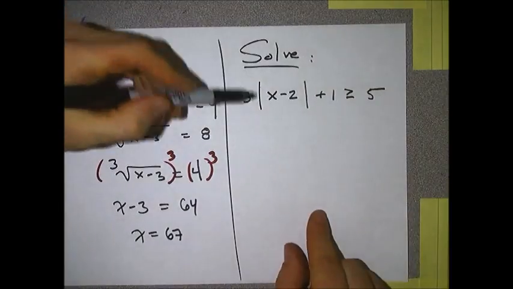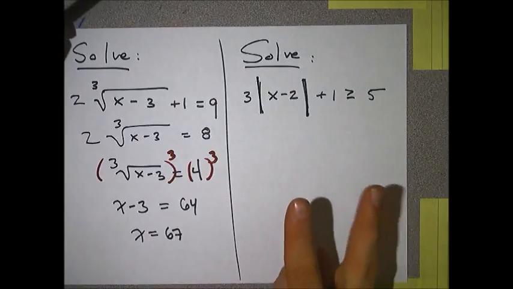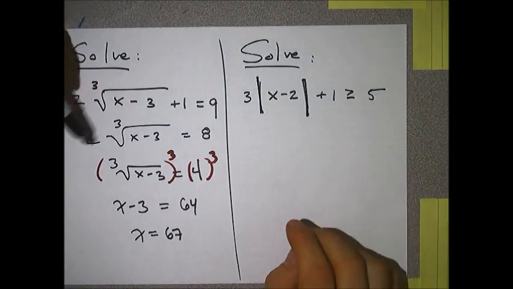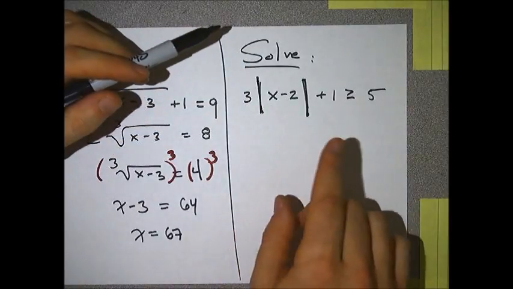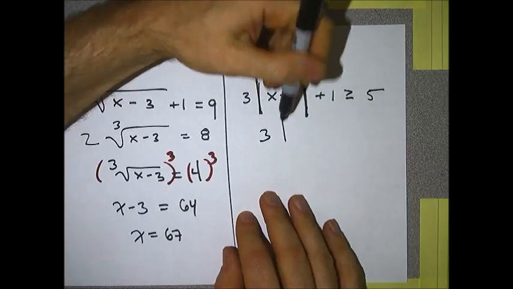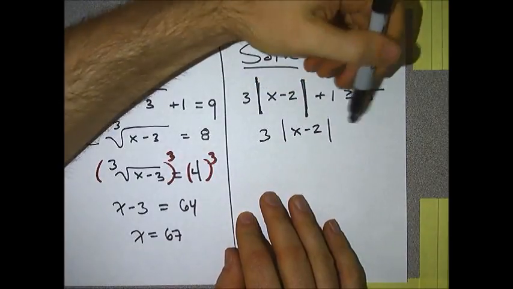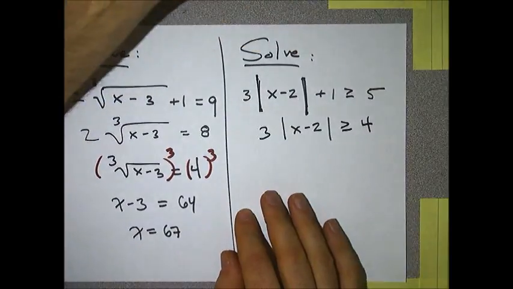On the right, this is an absolute value problem, and you should know at this point that the absolute value always gives you two answers. So it's a similar way to solve this. We want to get the absolute value by itself. So I'm going to start by subtracting 1 from both sides. So 3 x minus 2 is greater than or equal to 4, and I just gave you terrible numbers here.